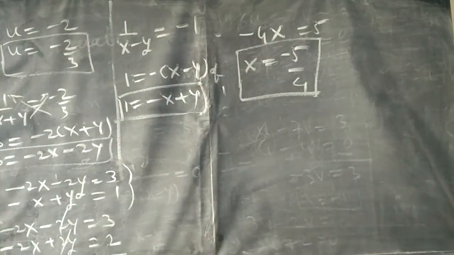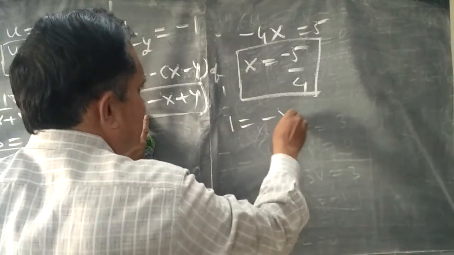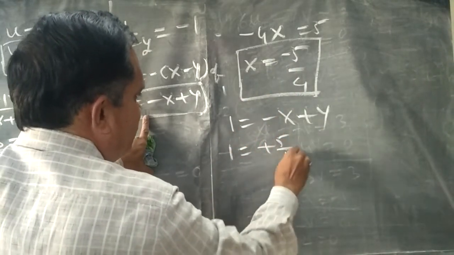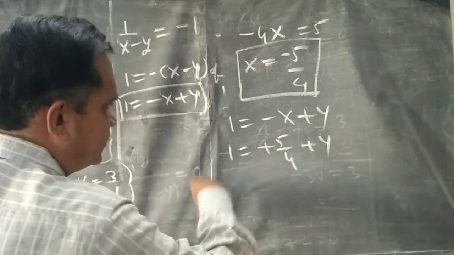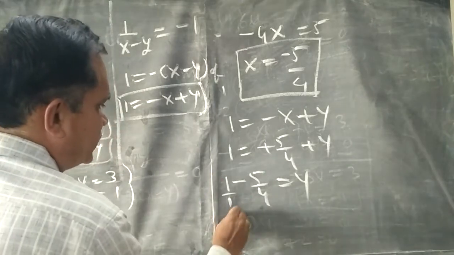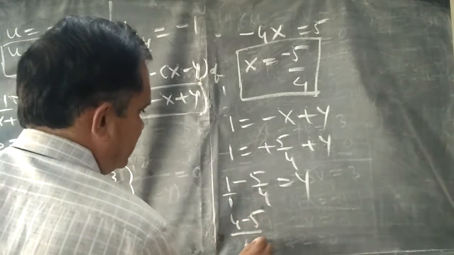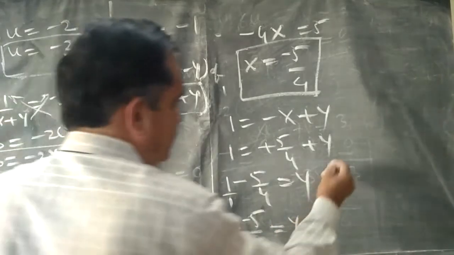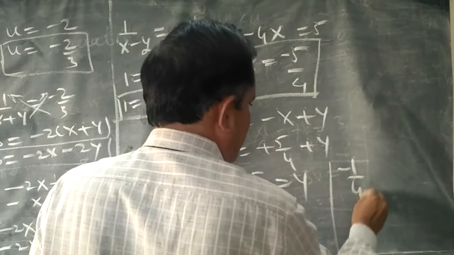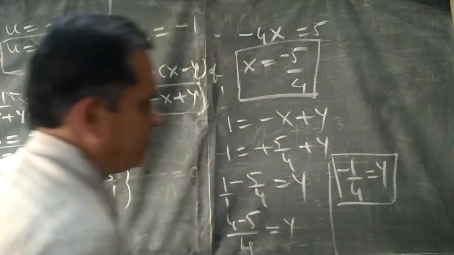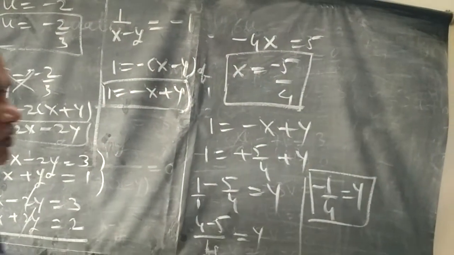Now put the value of x in either this or this. I am taking this. See, 1 equal to minus x plus 1. Put value of x, minus of minus 5 upon 4, plus 1. So bring this constant this side. 1 minus 5 upon 4 equal to 1. Here in 4 ones, 4 minus 5 upon 4 equal to 1. Now 4 minus 5, minus 1 upon 4. Therefore we got minus 1 upon 4 equal to 1. We got the value of y. Understood? Yes or no? Have you understood now?